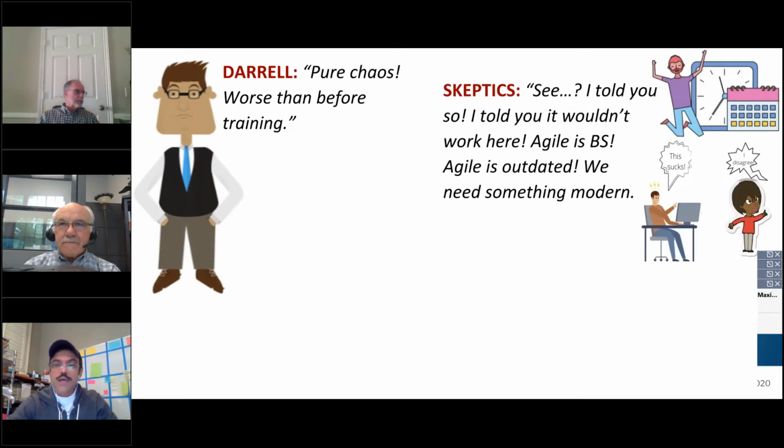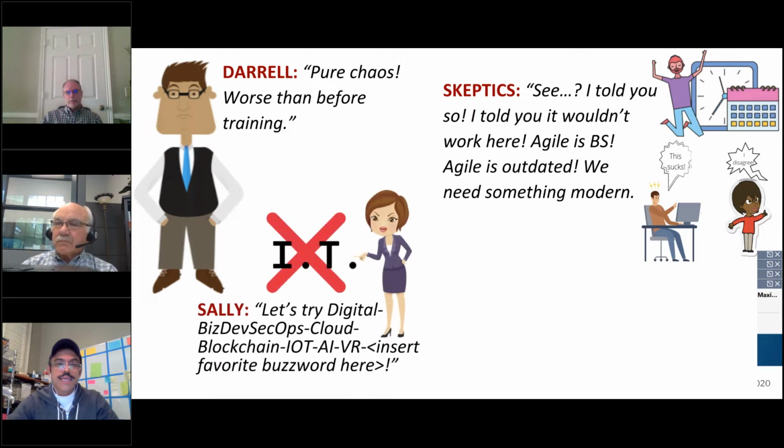So pure chaos. And now the skeptics are like, aha, see, I told you, Agile is a load of BS. Agile is outdated. We need something more modern. And Sally is like, man, this was a waste of money. We need to try something different. And she's out hunting for a new buzzword. Let's try digital. Let's try DevOps, Biz Dev, SecOps, cloud, blockchain, IoT, AI, virtual reality, something.